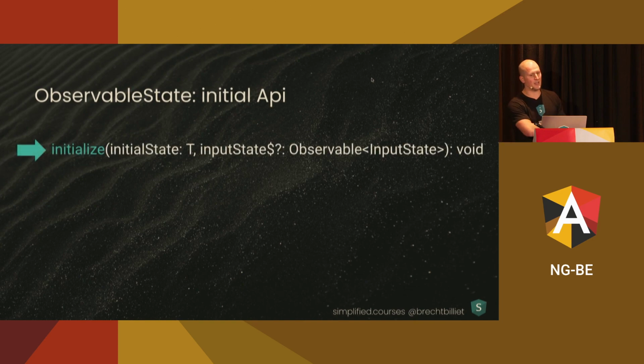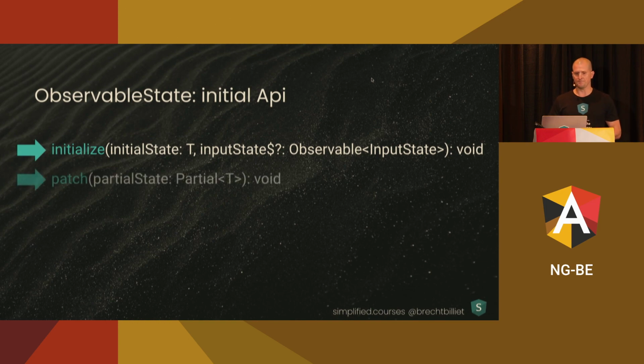So the initial API of our observable state, we will start with three methods. The first one is initialize, and we always want to pass initial state. It forces us to reason about the state and to always have an initial state. It makes sense if you're doing loading and stuff like that. As a second argument, we can pass it the input state. It's an optional argument, so you don't always have to pass it, but if you do, this input state would also feed our observable state with changes.